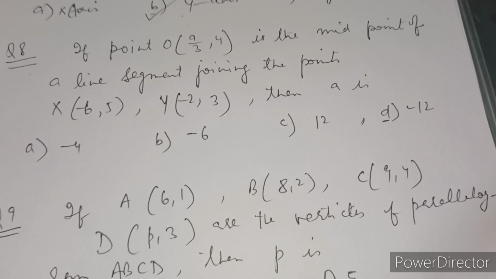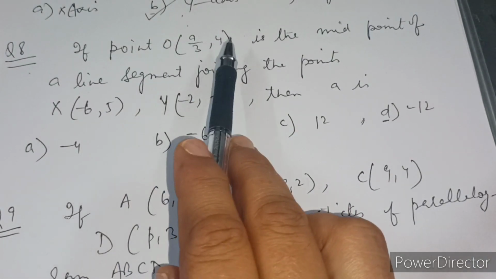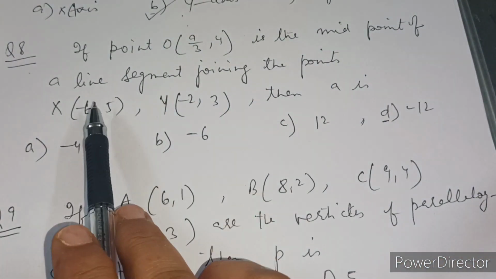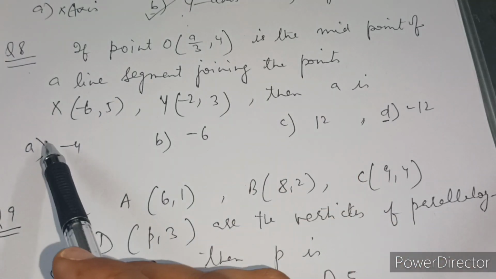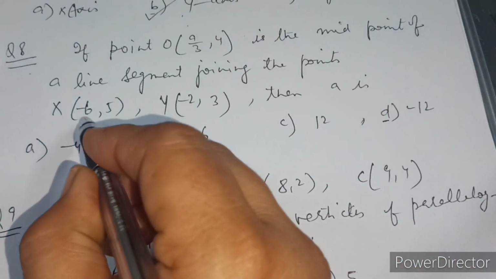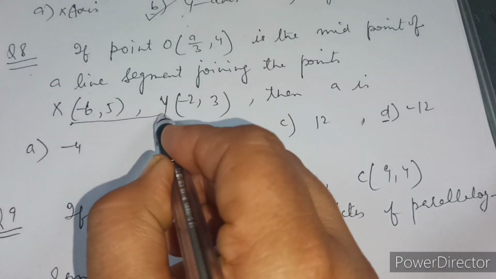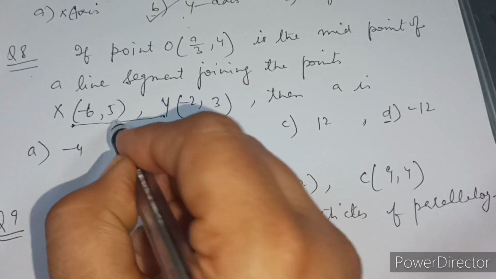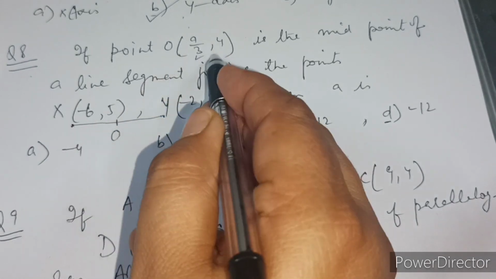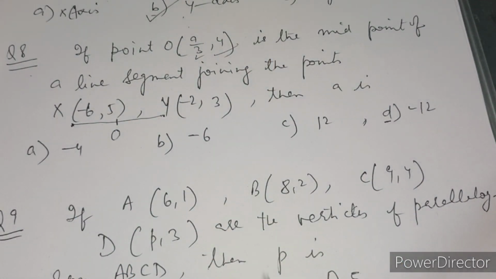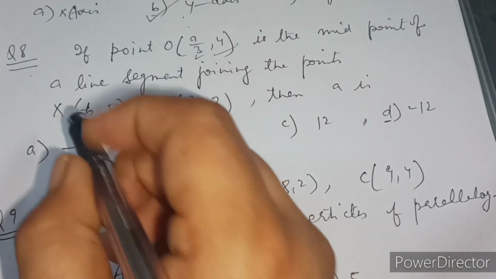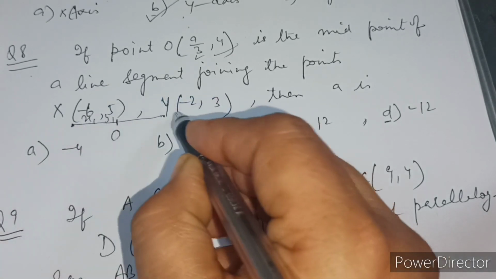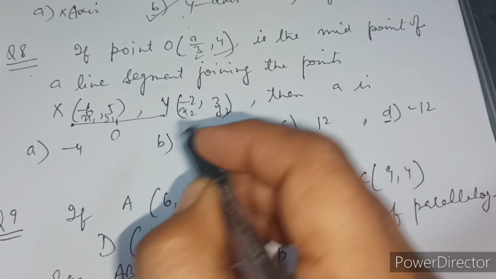Next sum is, if point O (a/3, 4) is the midpoint of a line segment joining the points, which points is it joining? X is here, Y is here. The line formed by joining these two has the midpoint O, whose coordinates are already given to us. We need to find the value of a. What is given? X1, Y1 is given and X2, Y2 is also given.